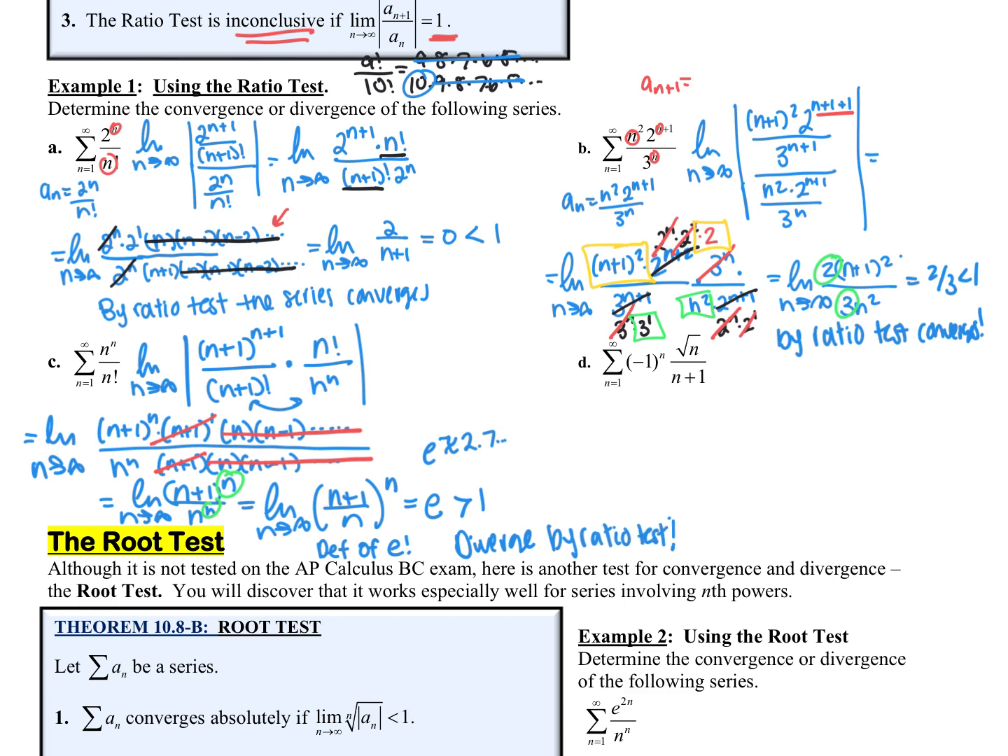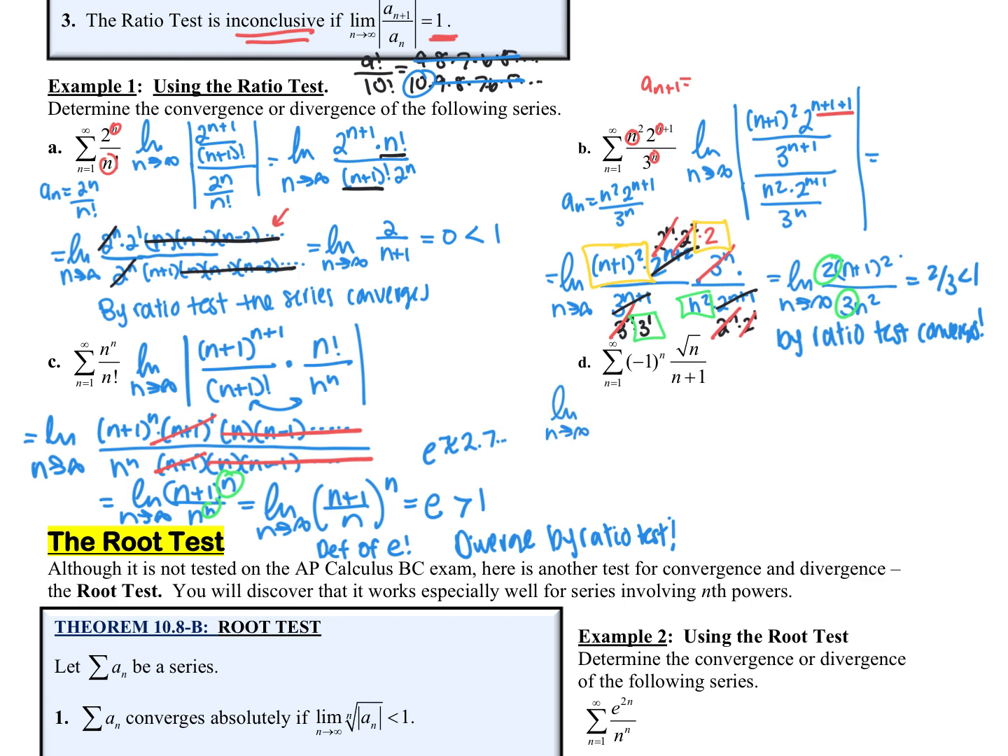Because the limit is greater than 1. Okay, let's look at one more ratio test problem here. So this is an alternating series. You don't have to apply the alternating series test here. You could try, but we're going to use the ratio test here because that's what we're practicing. And it works on alternating series, so that's pretty convenient.